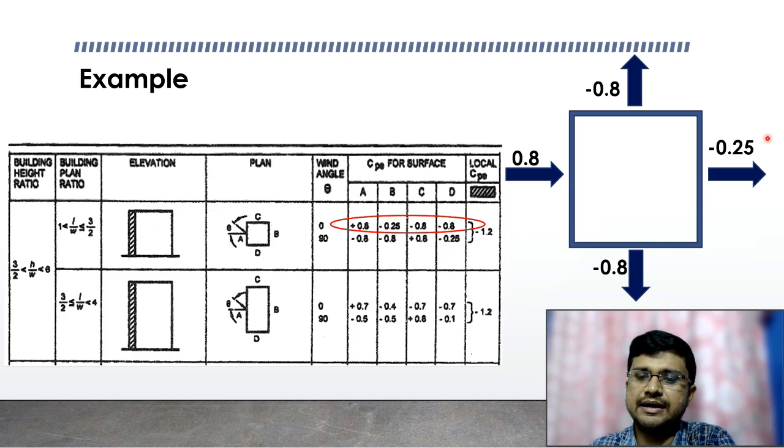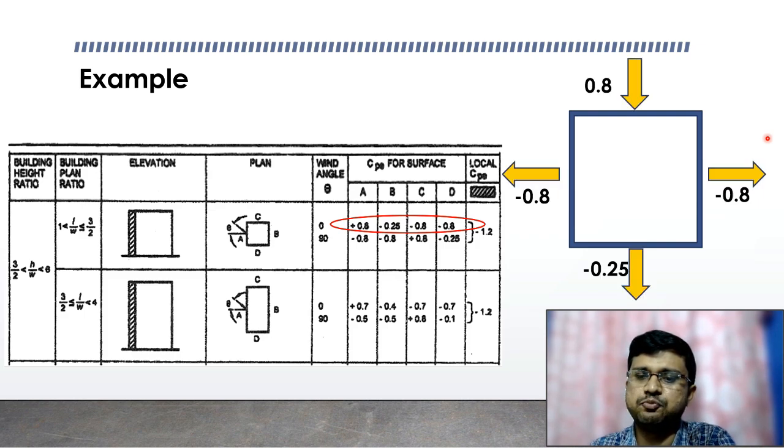Now, in place of 0 degree wind angle, suppose wind comes from 90 degree wind angle. Here for face A, the Cp value will be minus 0.8. Minus means suction. For face B, it is again minus 0.8. For face C, it is plus 0.8. That means here actually there is pressure. And for face D, it is minus 0.25. So again there is suction.